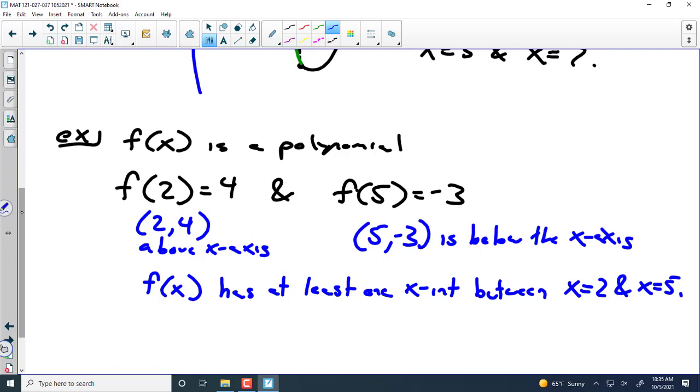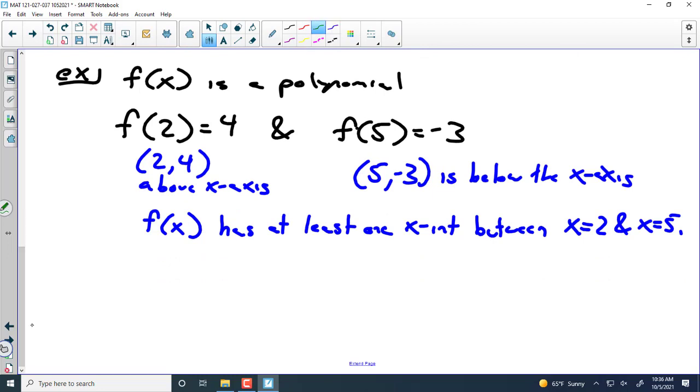Even without a picture, if we know we have an ordered pair above the x-axis and another one below the x-axis, we know somewhere in between those two x values, there's at least one x-intercept. The intermediate value theorem doesn't tell us where it is. It doesn't tell us how many there are. It just guarantees there's at least one, which is why a lot of people don't like this theorem too much. They're like, well, what does it tell you? Well, it's basically just a conclusion we'd want to make on our own, that if we're above and then later on we're below, somewhere in between we had to hit that x-axis.